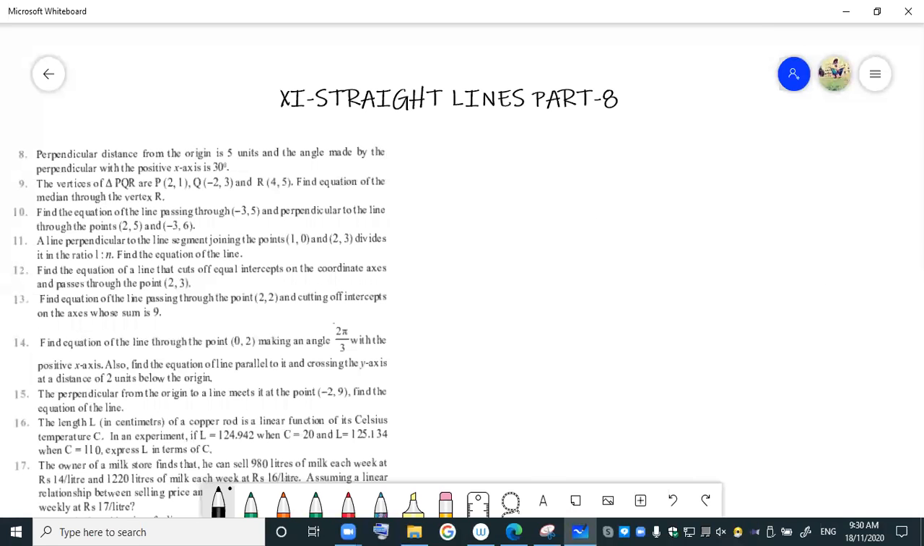The straight lines part 8 you will do today. Question number 8, exercise 10.2 NCERT exercise 10.2. The perpendicular distance from the origin is 5 units. The angle made by the perpendicular with the positive direction of x-axis is 30 degrees. So this is which form?